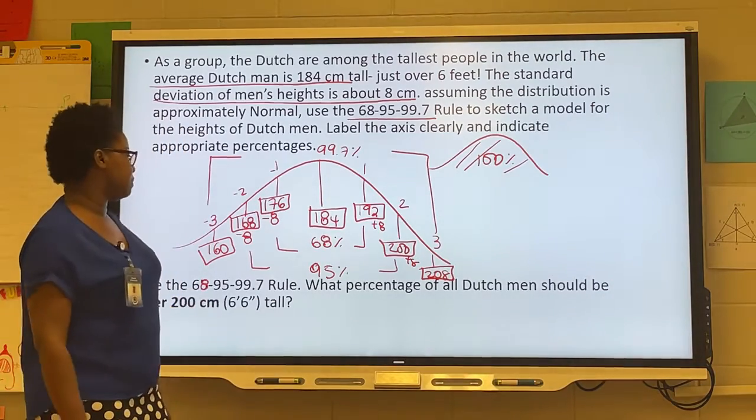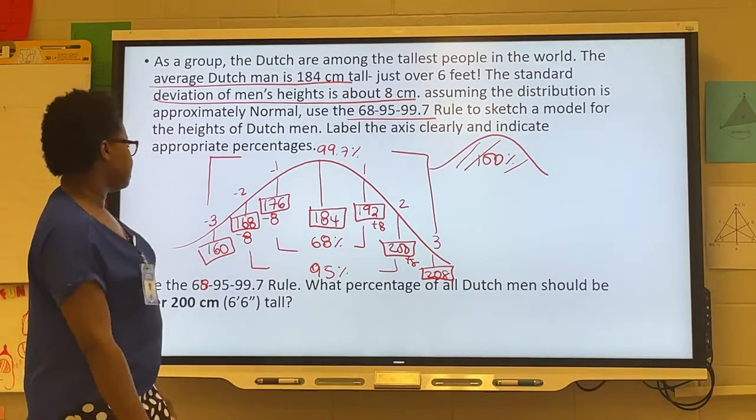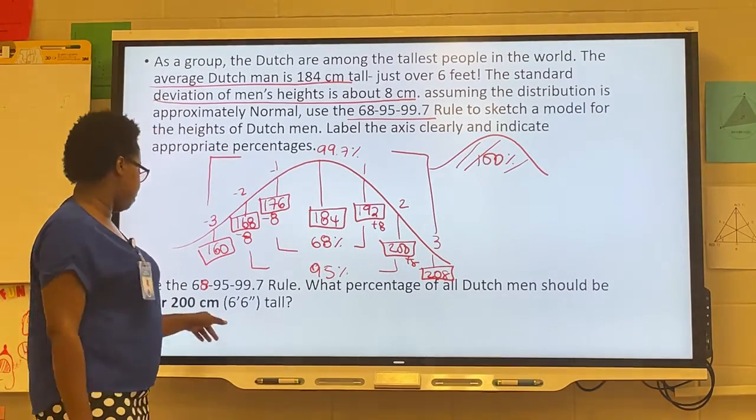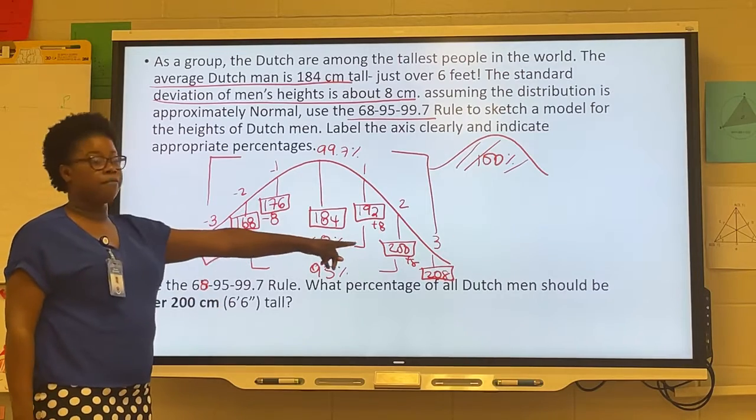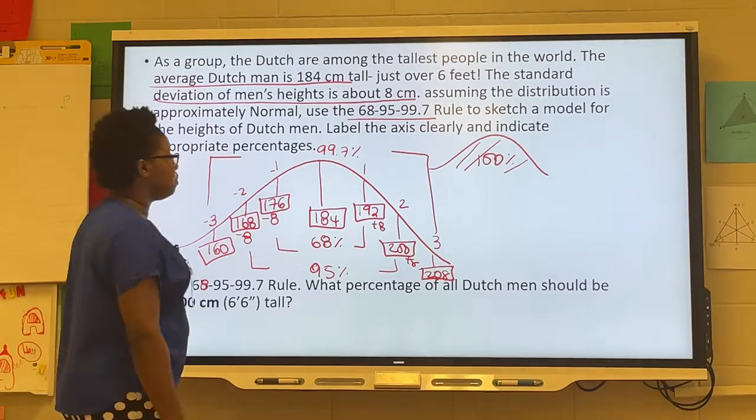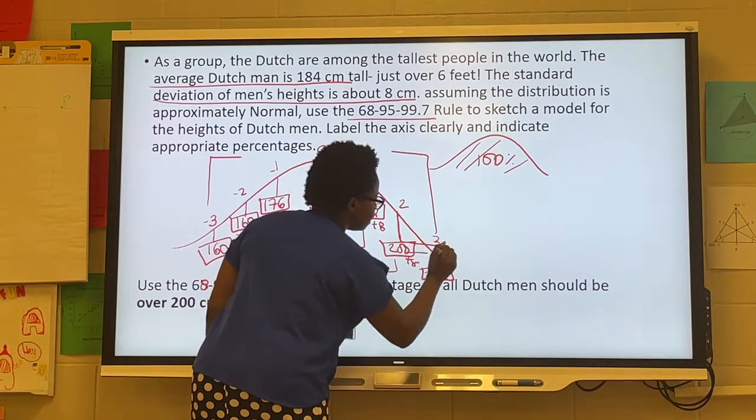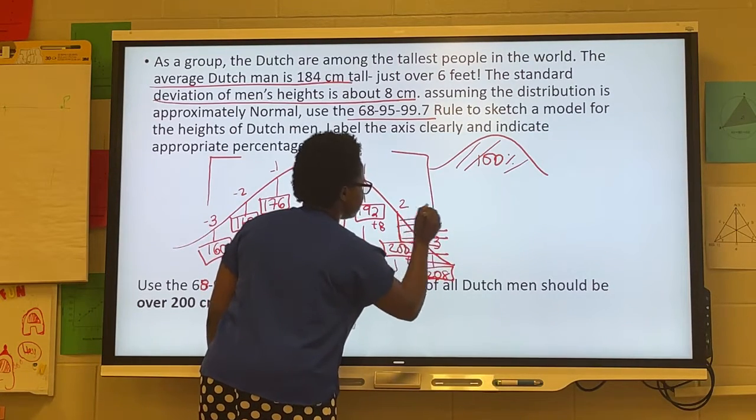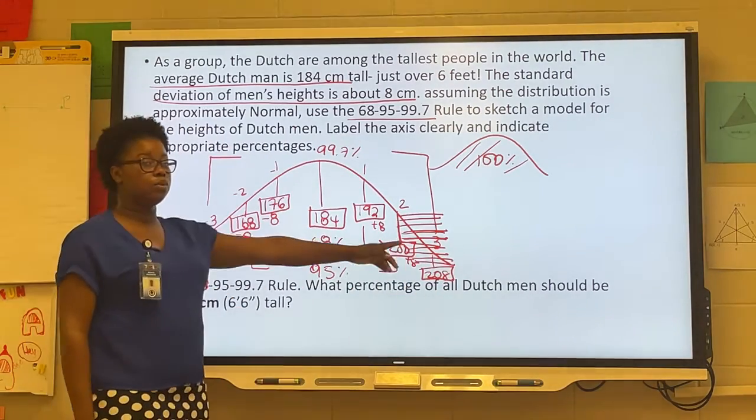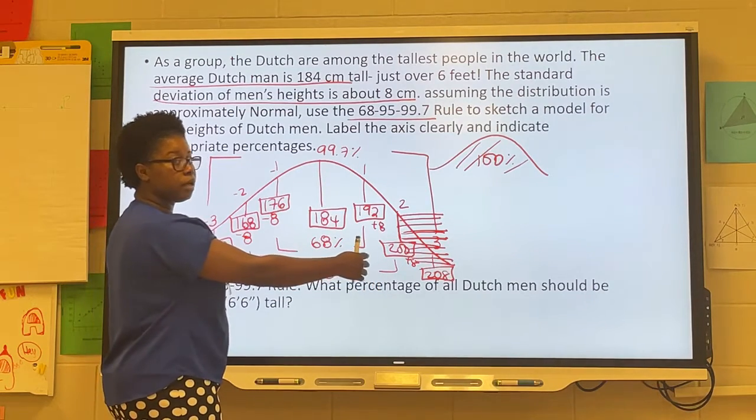So the next question says, what percent of all Dutchmen should be over 200 centimeters in height? In your case, it should be degrees Celsius, right? So look at the number they give you right here and identify it on your graph. So for me, over 200 would be the region that's above 2. It says over 200, so it's a region above 2 standard deviations. So it's all of this region I'm shading right here. And I know that 2 represents 95% of my data, right? Between 2. Are you following that?